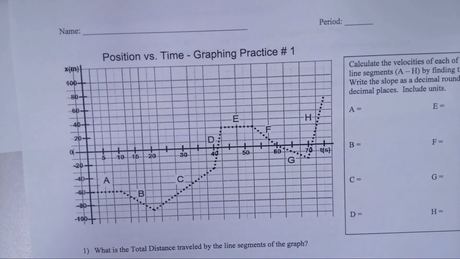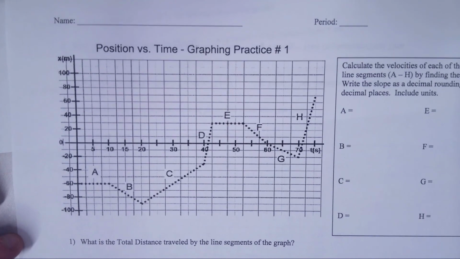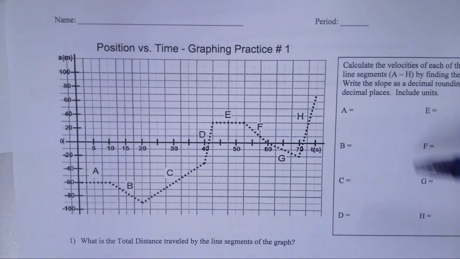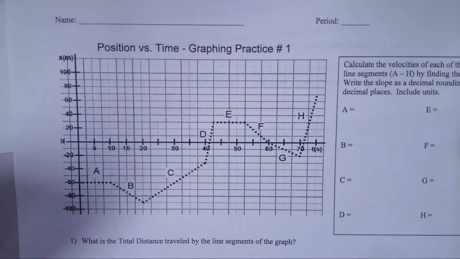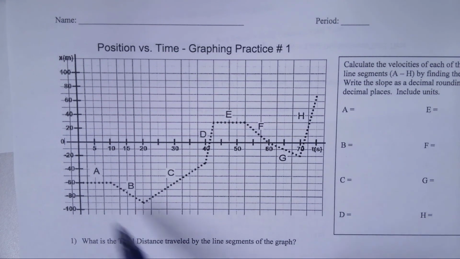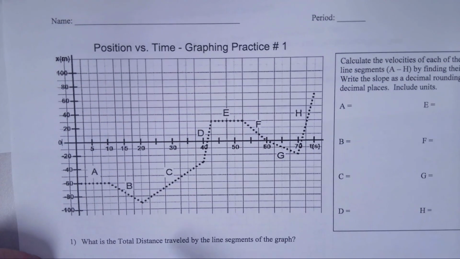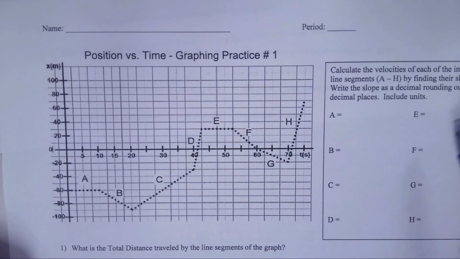Okay, if I go ahead and turn on the projector here. So if you look at what we have here, we have a position versus time graph. It's similar to the one we have for our lab, only now we have a negative position in this way. Let's just say this represents somebody walking along as time goes by. There are 7 segments, A through H, and we're going to try to find the velocities of those.